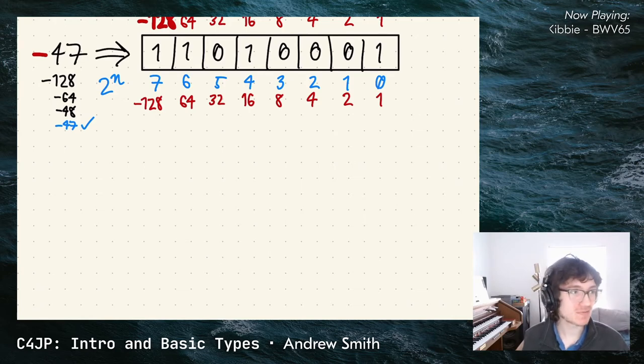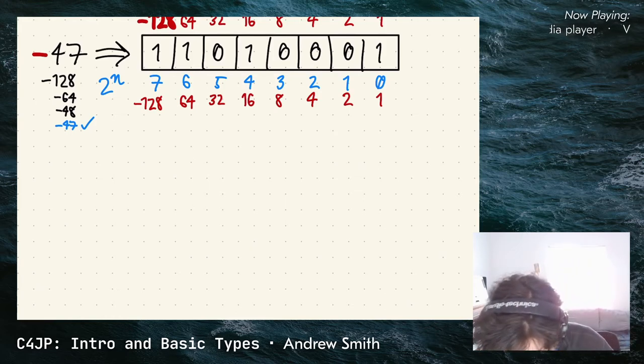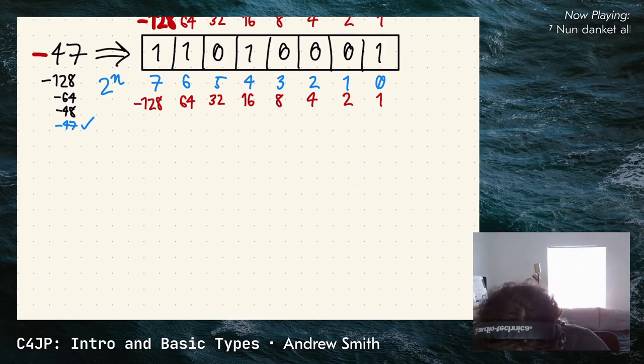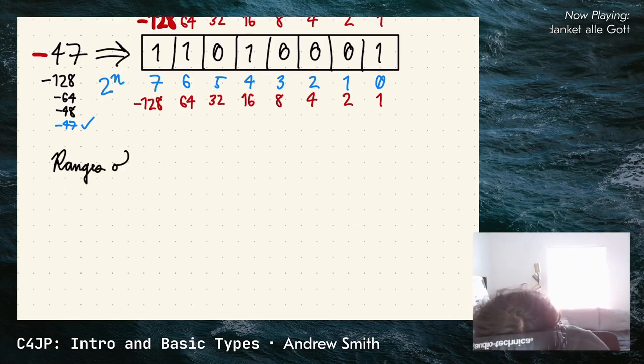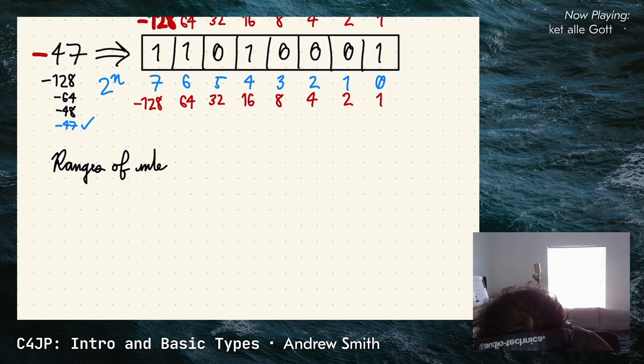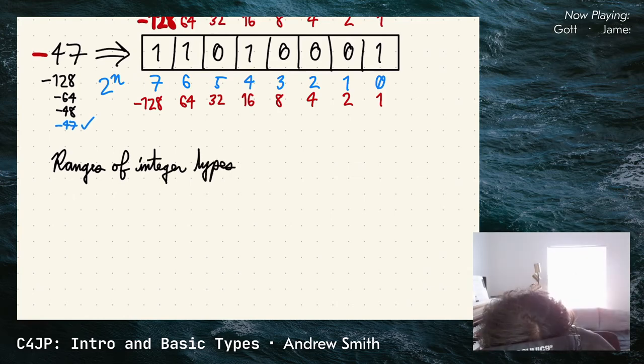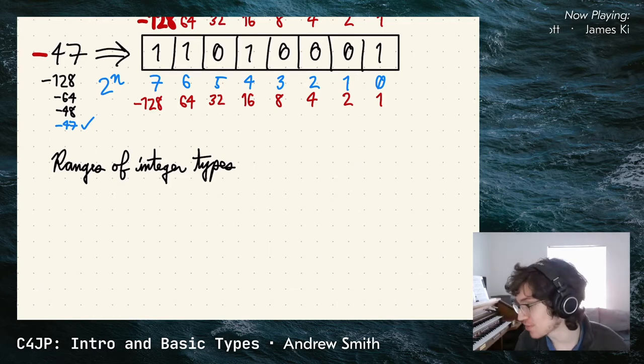This is pretty much the big last major concept we're going to talk about today. Here we're going to talk about the ranges of the integer types. So let's again start with unsigned integers. Oh, and Noosh has a question.